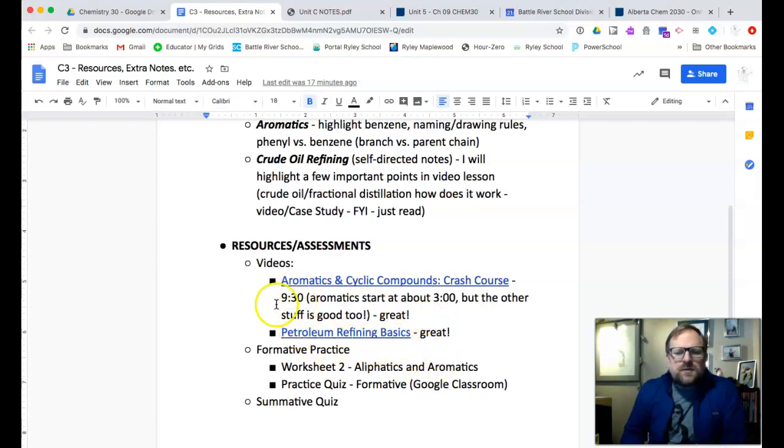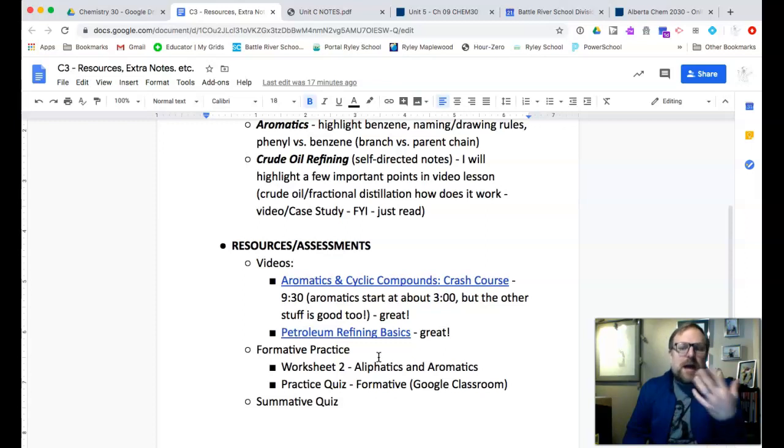And then I always show this video on petroleum refining basics because it gives you an idea of what fractional distillation is, and it becomes our transition into looking at some of the reactions that we're going to look at with these organic compounds, and that'll be coming up in C4, C5, C6, and so on. You guys will have a worksheet to do on aliphatics and aromatics, and I'll reiterate what aliphatics is right now. Remember, aliphatics are all of those carbon and hydrogen-based compounds made up of the alkanes, alkenes, and alkynes.